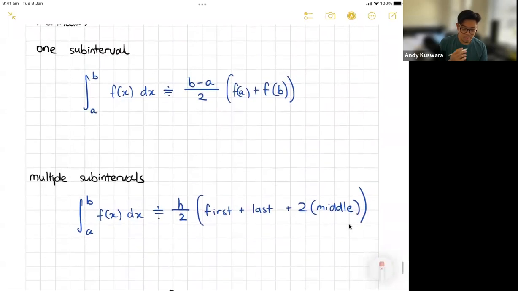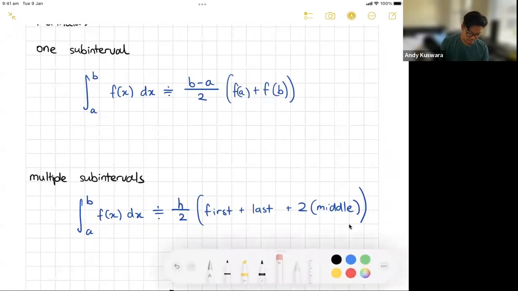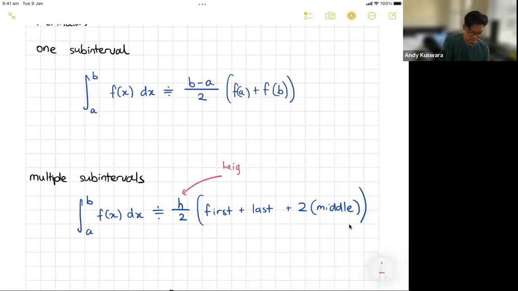Now, if we have multiple subintervals, so sometimes we'll use more than one trapezium, there's a formula here that's not given to you, but it's helpful if you're dealing with more than one subinterval at a time. It looks like this. H is the height of each trapezium. And if you want a formula for it, h equals b minus a over n, where n is the number of subintervals.